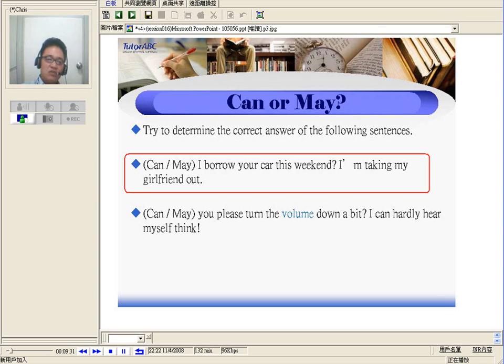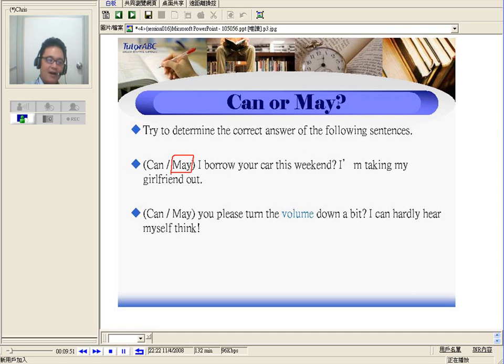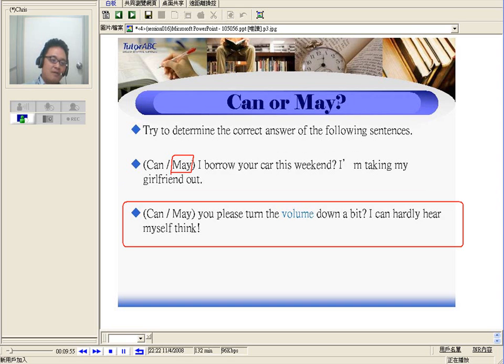For example, let's check out this first question here. Blah, blah, blah, I borrow your car this weekend. I'm taking my girlfriend out. Now, you guys tell me, what is the correct answer? Is it, can I borrow your car, or may I borrow your car? Alright? And everyone says, may I borrow your car? Okay, good. Now let's check out the next question here.